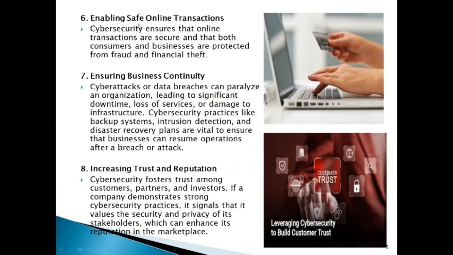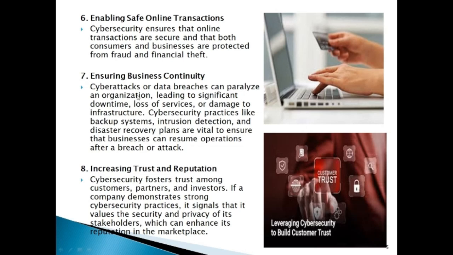Now, number 6 is another function of cybersecurity: enable safe online transactions. Cybersecurity ensures that online transactions are secure and that both customers and businesses are protected from fraud and financial theft. There are several hundreds of millions of transactions that go on the internet on a daily basis, and there are also so many cyber criminals. The essence of cybersecurity is to ensure that criminals don't get access to customer details so that they don't steal from them, ensuring that online activities are safe for anyone who gets on board.